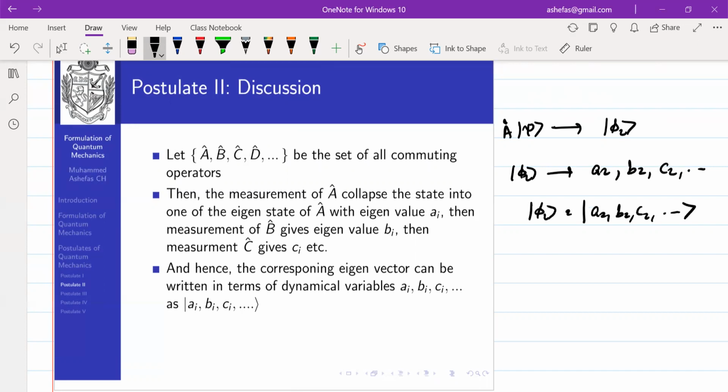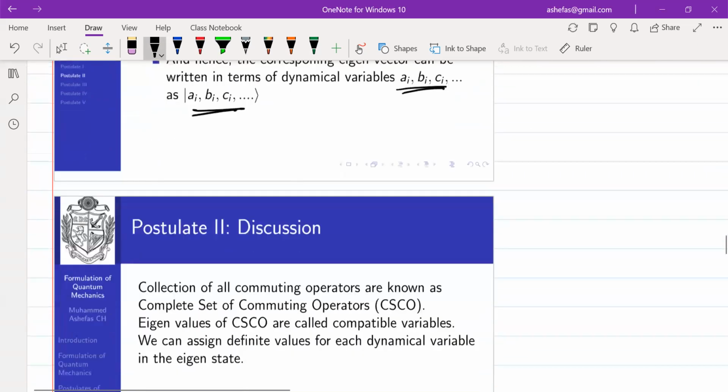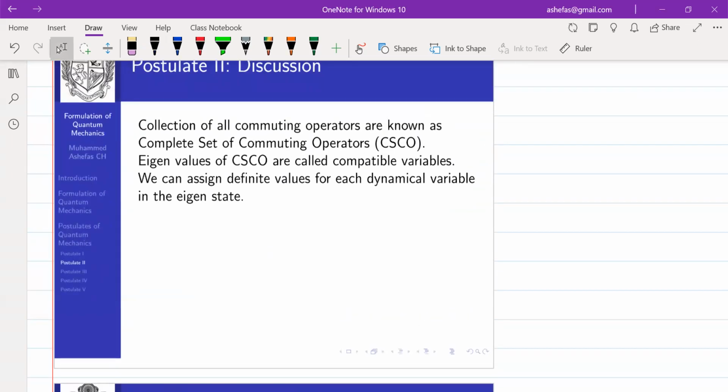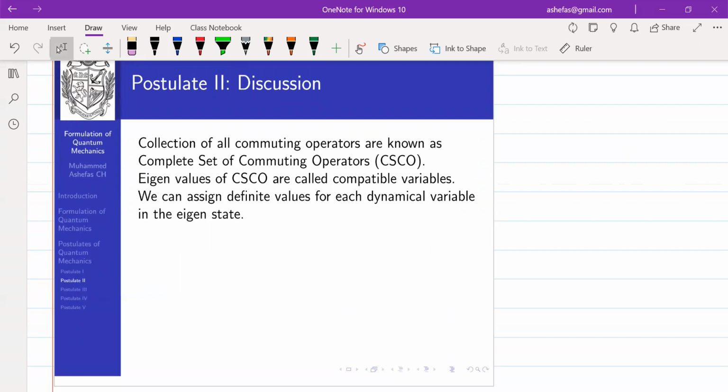So that means the state of the system you can write in terms of the dynamical variables. Remember, these eigenvalues are nothing but the dynamical variables. These are the results of measurements. So this eigenvector, or the state, we can represent in terms of the dynamical variables. The best example is the hydrogen atom problem. Now we have to define one definition.